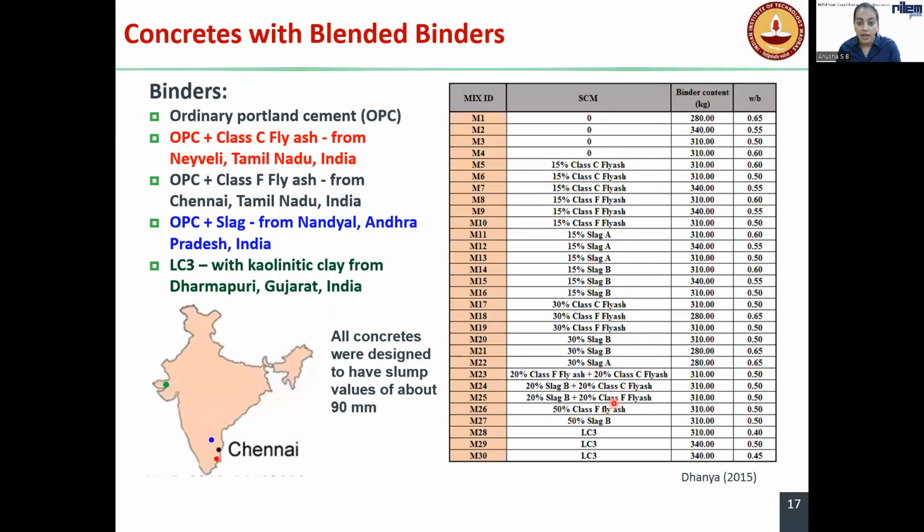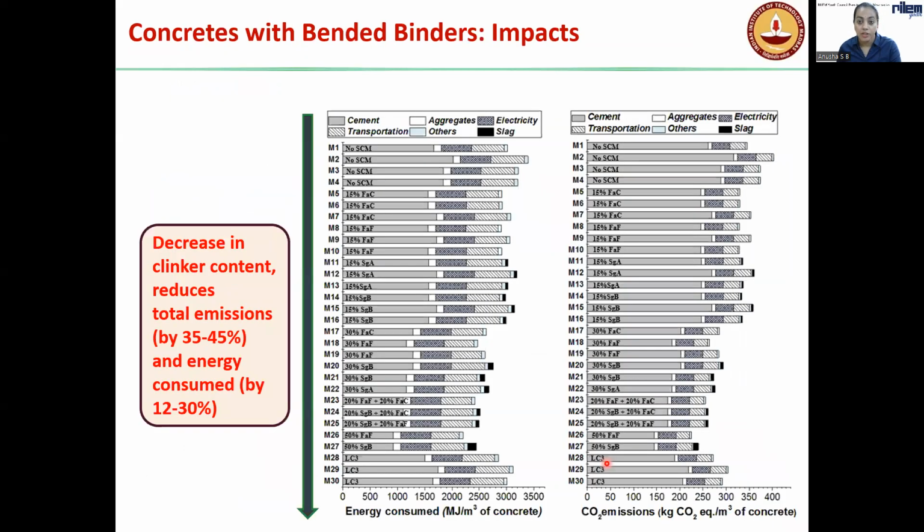For this, I assumed around 30 concrete systems with different SCMs like Class C fly ash, Class F fly ash, two different kinds of slag, a combination of slag and fly ash, and also LC3. I see that with the use of blended cement in manufacturing of concrete, the CO2 emissions and energy consumed also decreased per meter cube of concrete. The reduction was about 30 to 45% in terms of CO2 and about 12 to 30% in terms of energy consumed.